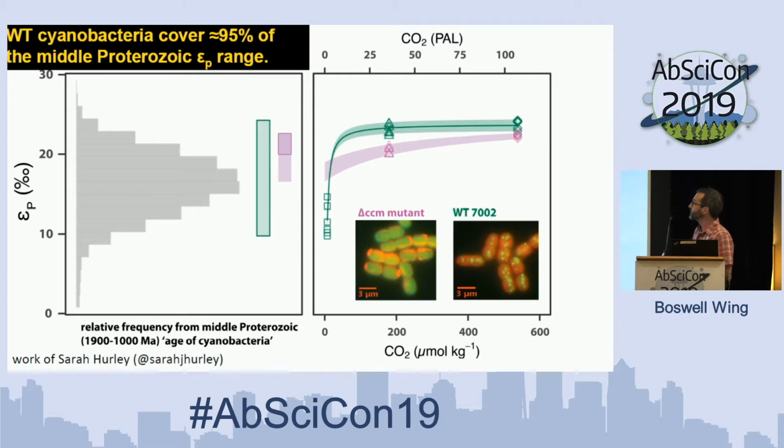So what happens when you just take a wild type cyanobacterium and grow it, again, under different CO2 levels? Well, what happens is you produce a range of carbon isotope values that covers 95% of the middle Proterozoic epsilon primary productivity distribution, suggesting then that one of the simplest interpretations of the middle Proterozoic primary productivity record is that cyanobacteria with a CO2 concentrating mechanism were the dominant primary producer at this time.